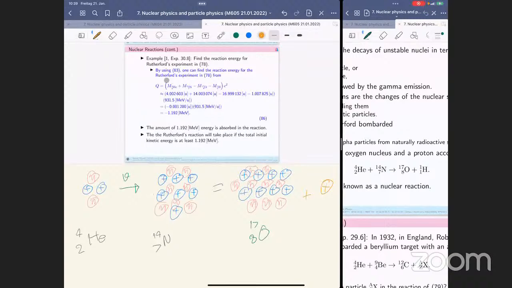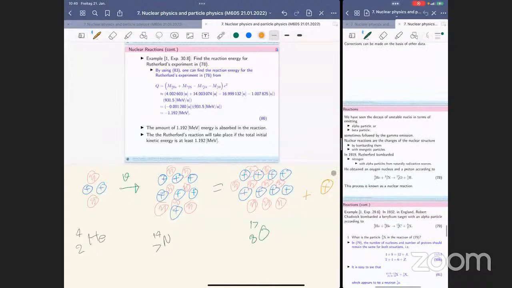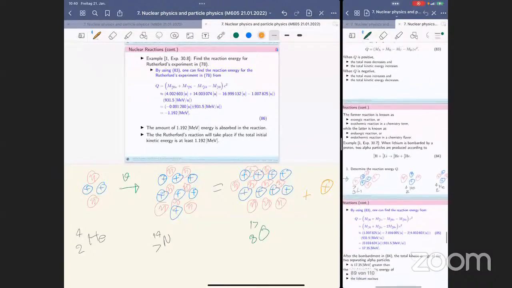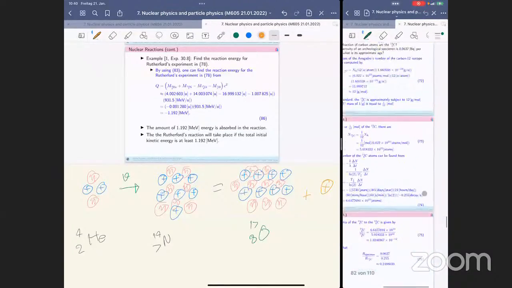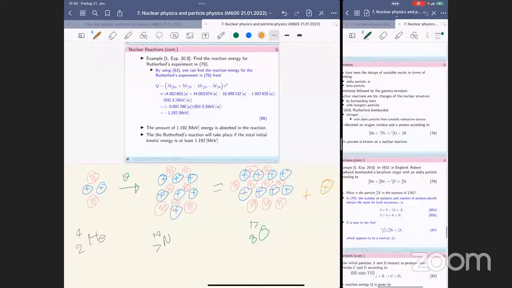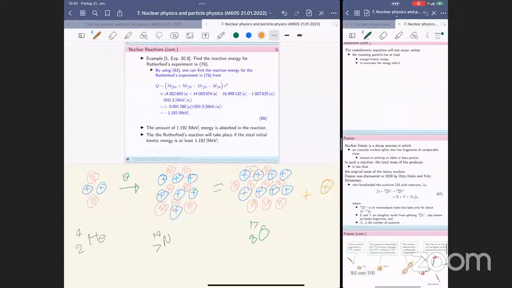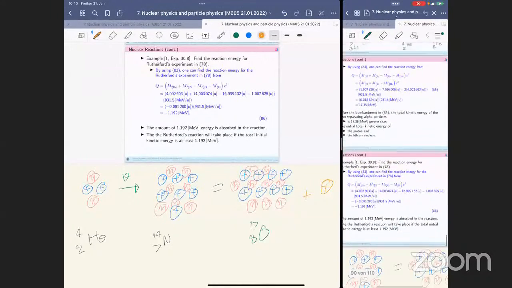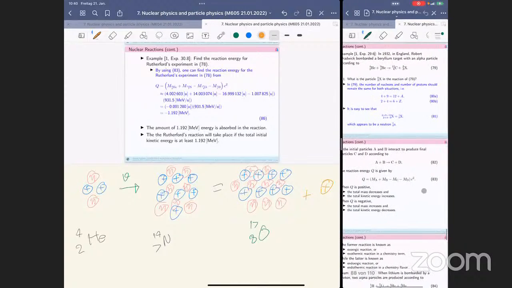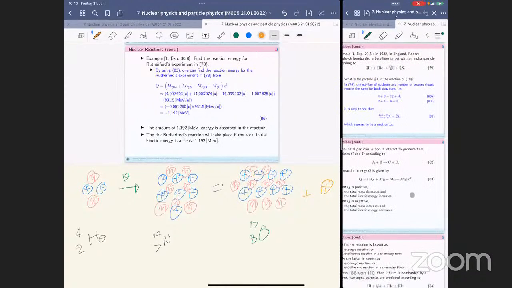And now find the reaction energy for the Rutherford experiment. So we are going to compute the mass difference on both sides. This is particle A, this is particle B, mass of particle C, mass of particle D, right? We use the reaction formula. Where is that? Here in 83. Okay, we're going to use this expression.